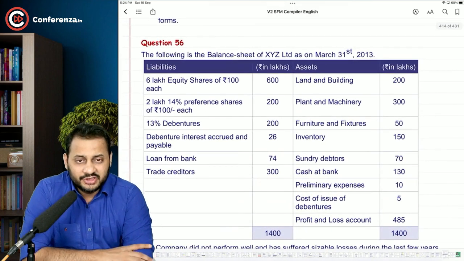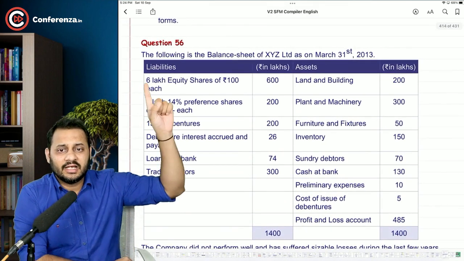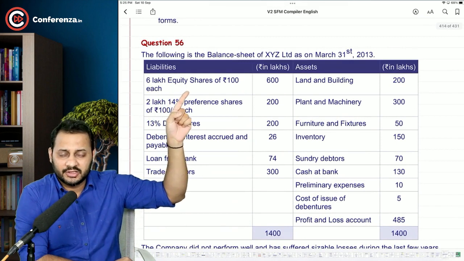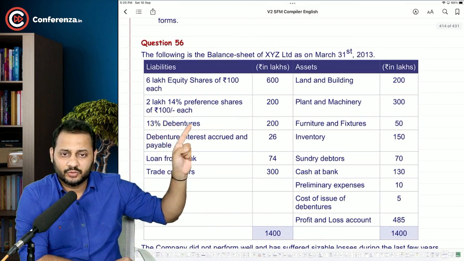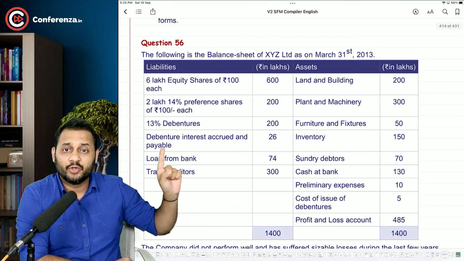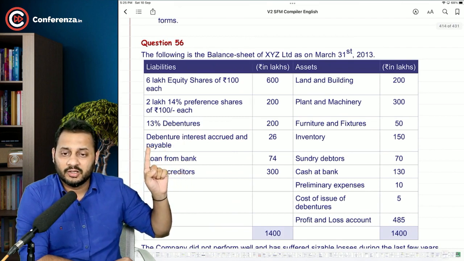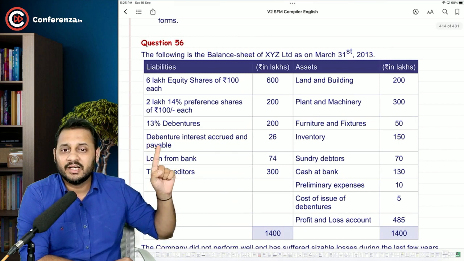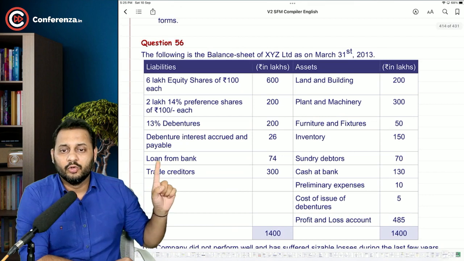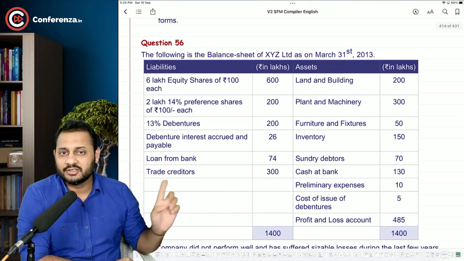The following is the balance sheet of XYZ Limited, and you can see there are 6 lakhs equity shares of rupees 100 each, 600. 2 lakhs 14% preference shares of rupees 100 each. Okay, 2 into 100, 200 lakhs. 13% debentures, 200 lakhs. Debenture interest accrued and payable. This is one of the worst things that can appear in the balance sheet, because it means that 26 lakhs of interest is what we have defaulted on. Loan from bank 74 lakhs, trade creditors 300 lakhs.